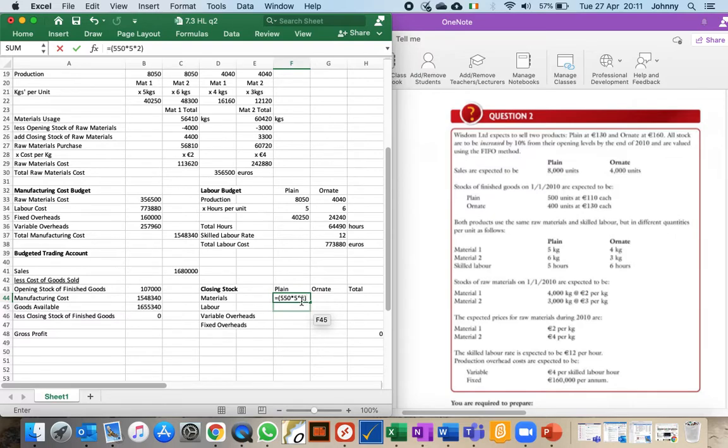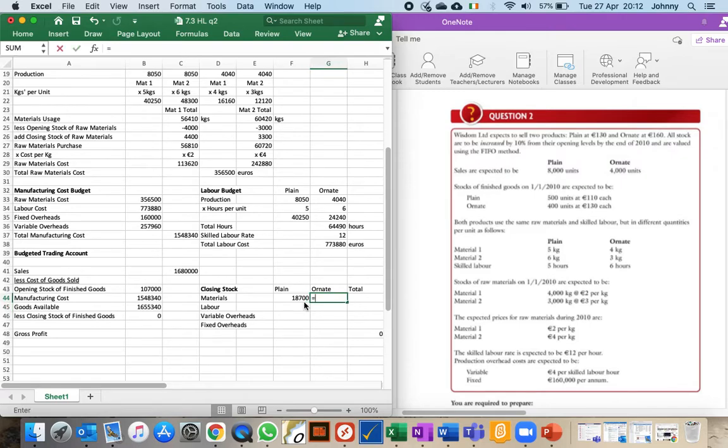Okay, and now I'll add in the cost of material 2 that goes into plain. And again, we're still dealing with the same 550 of goods, multiplied by material 2, we have 6 kilo, and each kilo costs €4 each. So times 4. Okay, so it's the closing stock units multiplied by the kilos per unit multiplied by the cost of every kilo. Okay, work those out, and that gives you that figure.